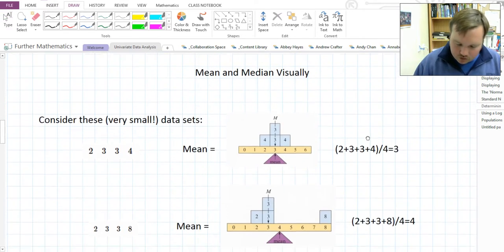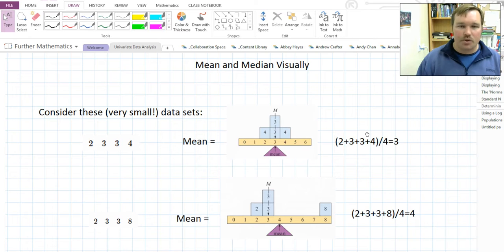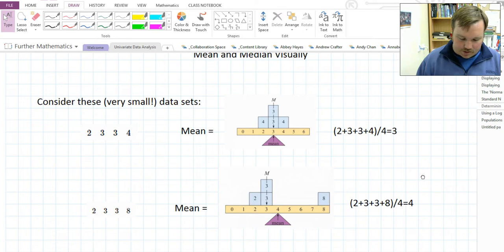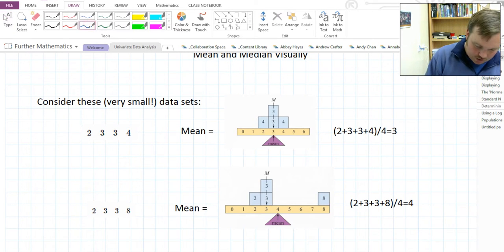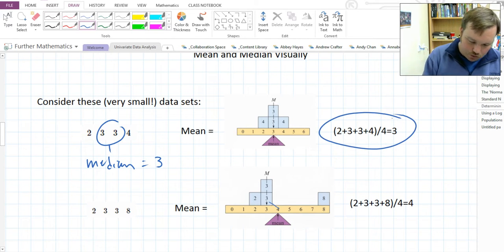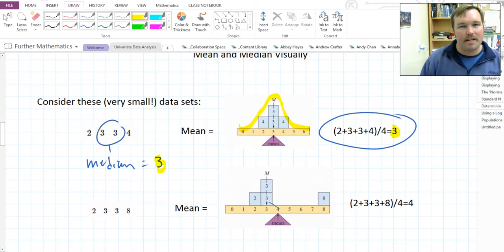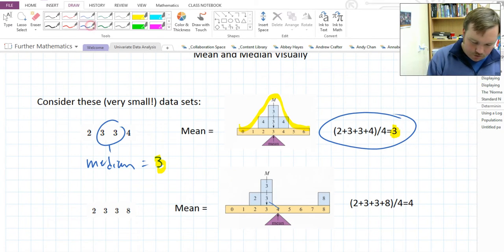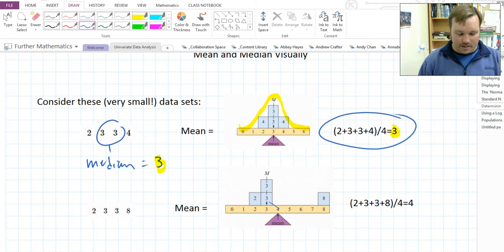Alright, mean and median visually. They do ask you to do this and estimate. So, just consider these two very small data sets. In this data set, 2, 3, 3, 4, the median equals 3. And the mean, all added together, divided by 4, is also 3. So, in a symmetrical data set, you'd expect the mean to equal the median. Right? However, in a data set that's skewed or has an outlier, look at what happens.